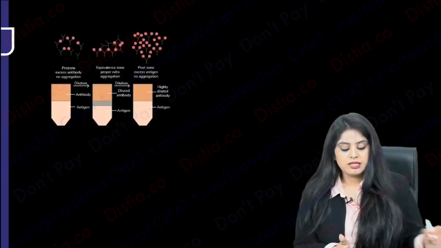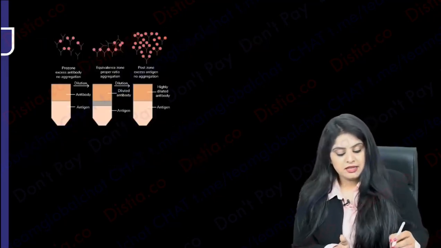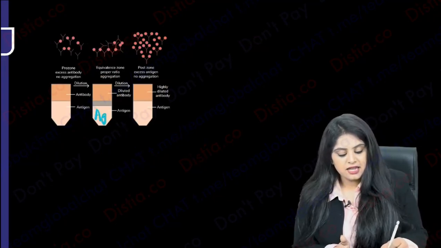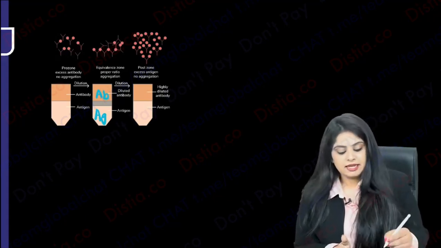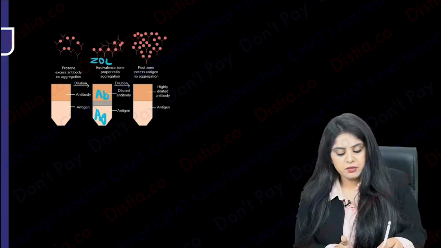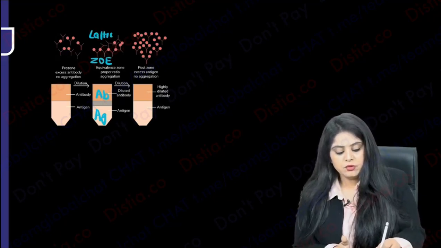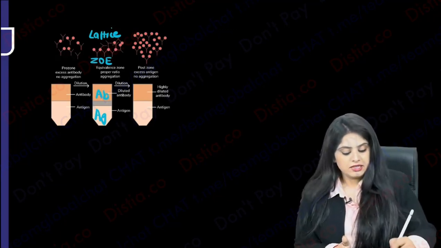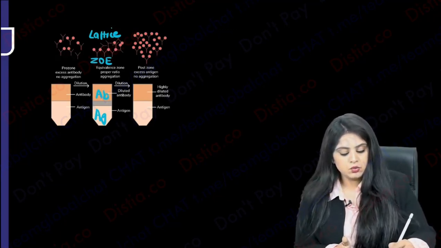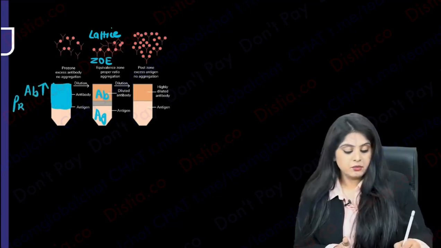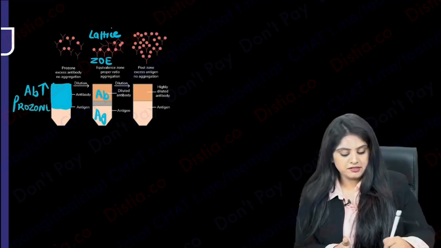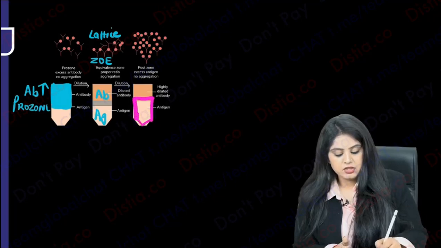Now let me show you another picture. When the antigen and the antibody have become equal in amount, that means this is the zone of equivalence. The lattice has formed so beautifully, you will see the ring. If on the other hand there is way too much antibody in the sample, what phenomenon is it? It's a prozone phenomenon.